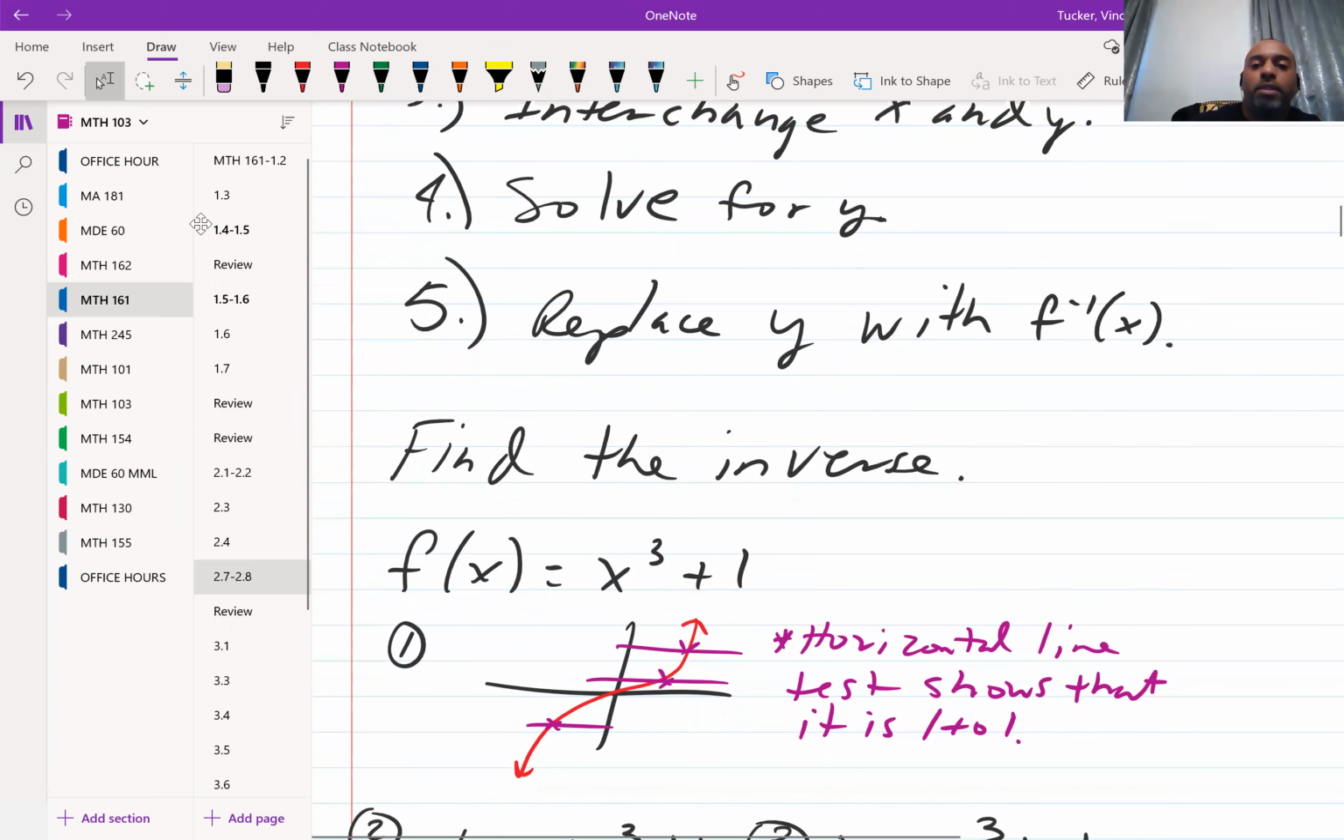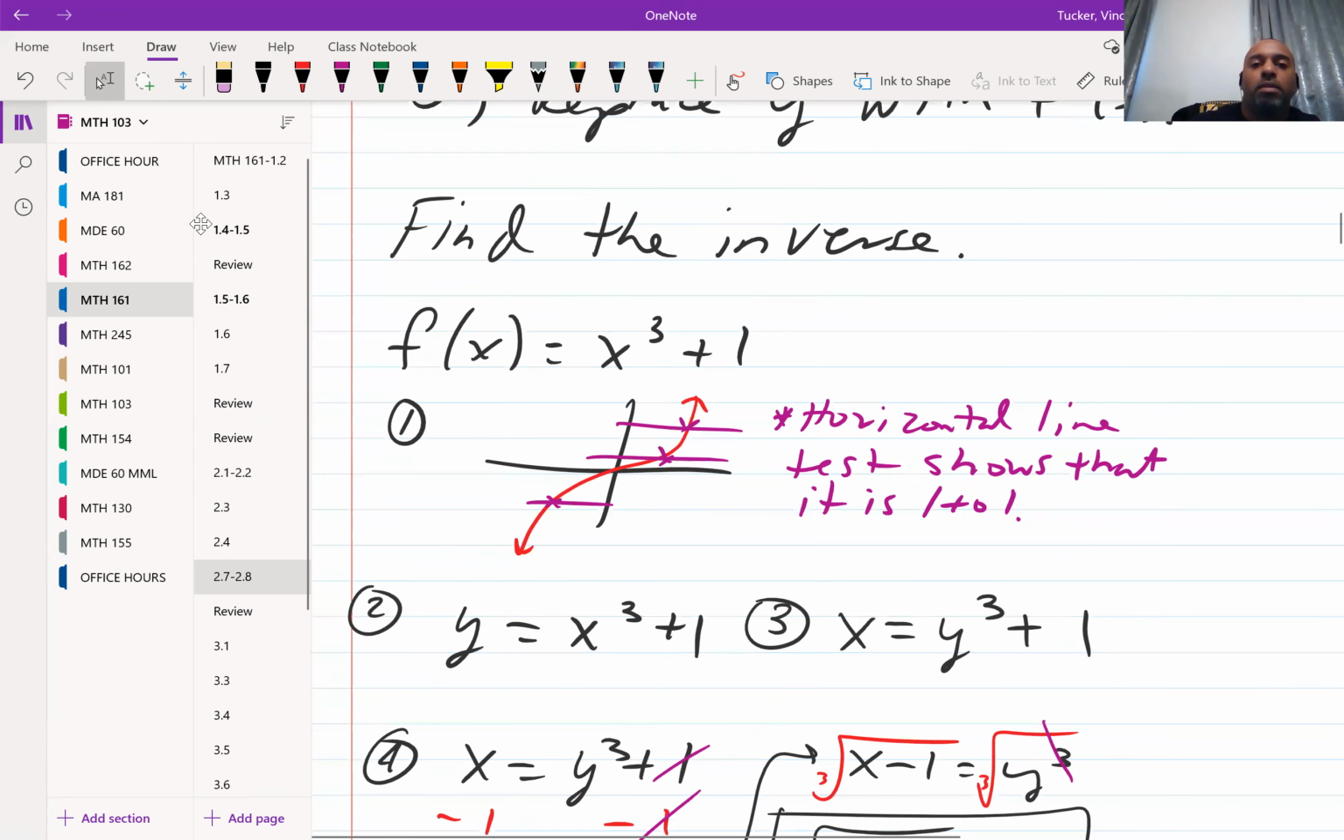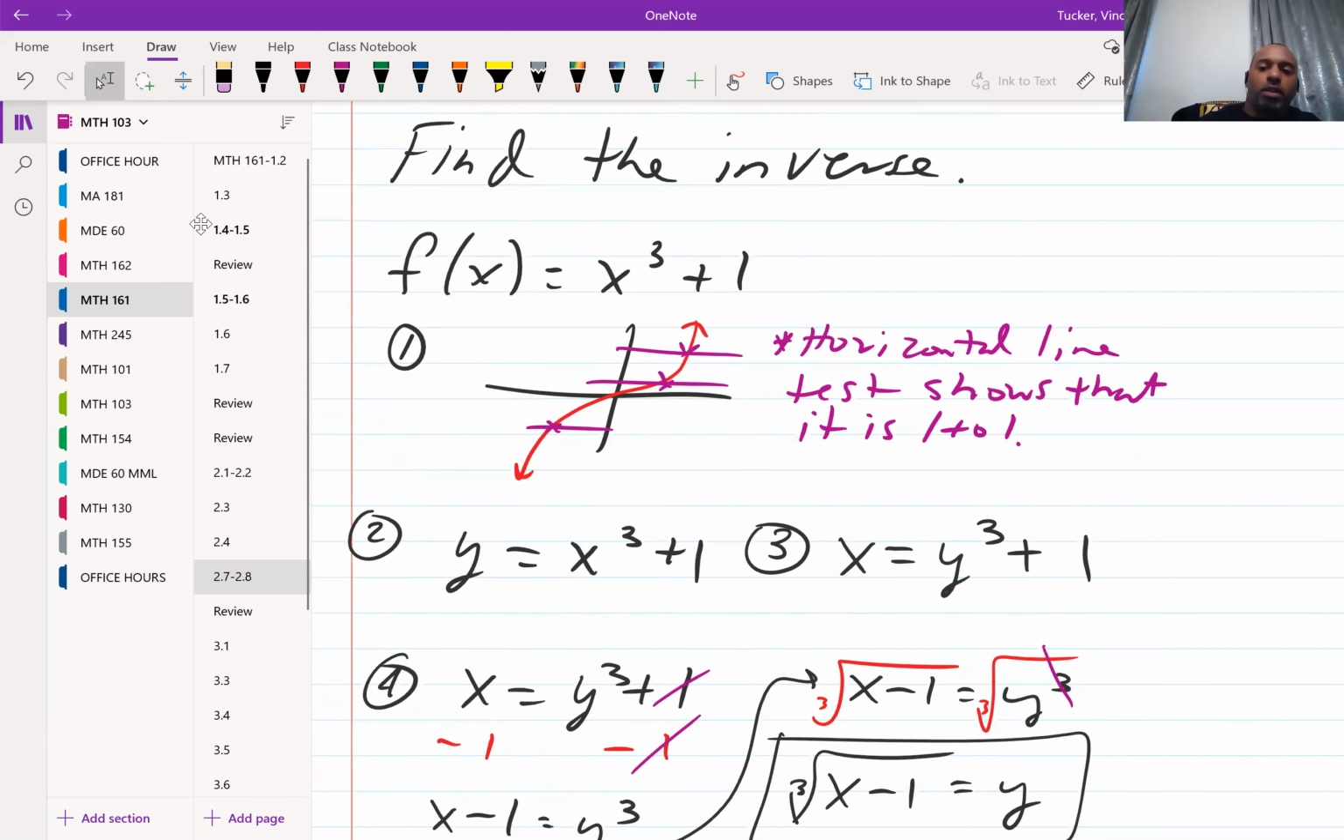Everyone done with the steps? All right. So the first step is to establish whether the function is one-to-one. Second step is to replace f of x with y. Notice it's the same function, it's just that we put y there instead of f of x. Third step is interchange x and y. So we just switch the roles. It was y equal to x cubed plus 1. Now it's x equal to y cubed plus 1.